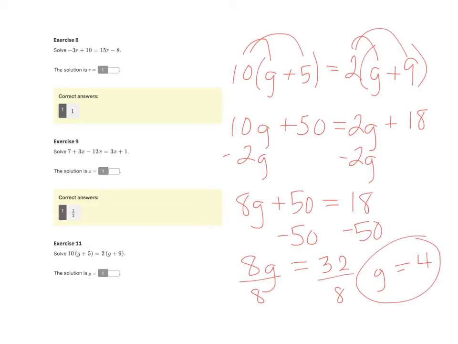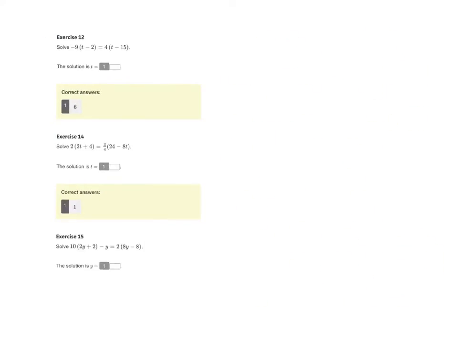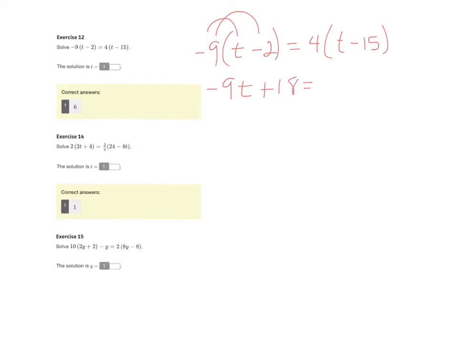Alright, let's look at another page. So, number 12, I've got a negative 9, then I have t minus 2 is equal to 4 parentheses t minus 15. So if we go and distribute this, negative 9 times t is negative 9t. Negative 9 times negative 2 is positive 18. 4 times t is 4t. 4 times negative 15 is negative 60.